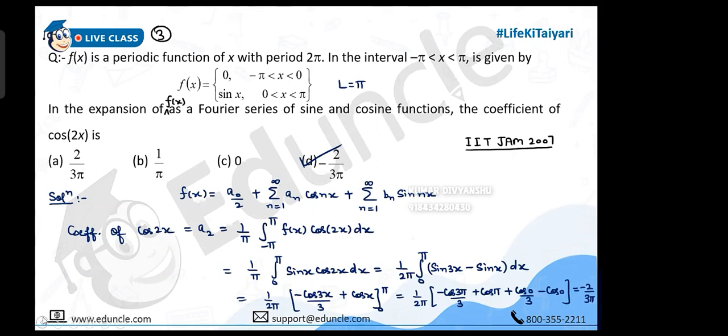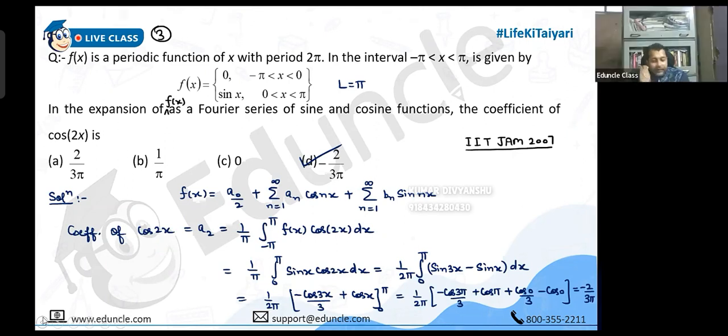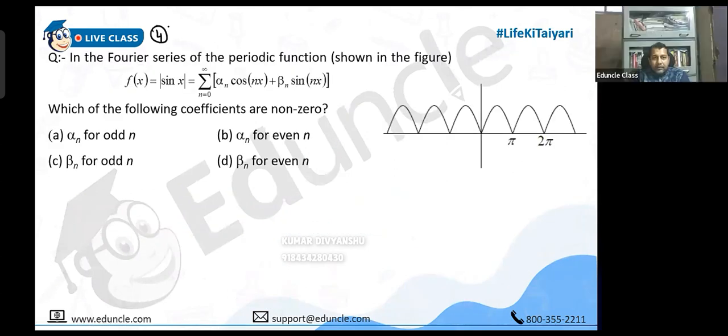But if you go for an and then in the end put n equal to 2, that will be very much time consuming. No need to go for an. Clear? Yes, sir. Now let us see who is able to solve this in a short span of time.